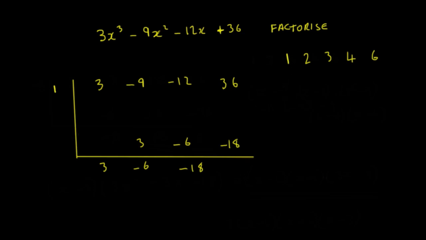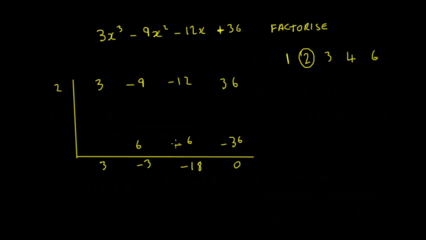So we could try the next one. I'll just delete these ones off. So we could try a value of 2. So we could say 2 times 3 is 6, plus the minus 9 is equal to minus 3. 2 times minus 3 is minus 6. Minus 6 plus minus 12 is minus 18. Minus 18 times 2 is minus 36. So when we add those two together we get a value of 0. So 2 here is going to be the correct value.